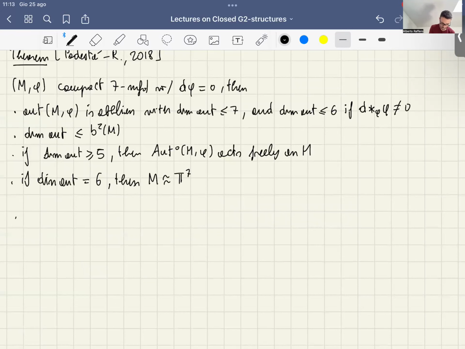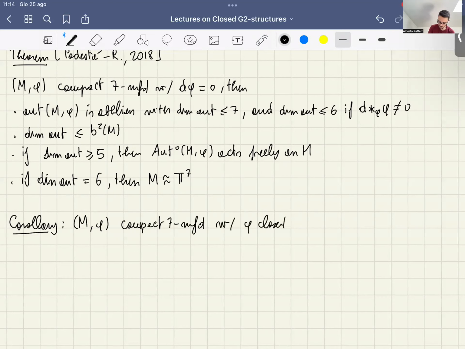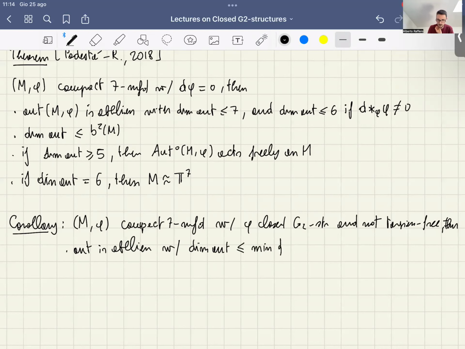And as a consequence of this fact, you obtain that if you consider a compact 7-manifold with a closed G2 structure phi that is not torsion-free, so if you're interested in compact 7-manifolds with a closed G2 structure whose intrinsic torsion form tau is non-zero, then the automorphism group has abelian Lie algebra with dimension bounded above by the minimum between 6 and the second Betti number of the manifold.